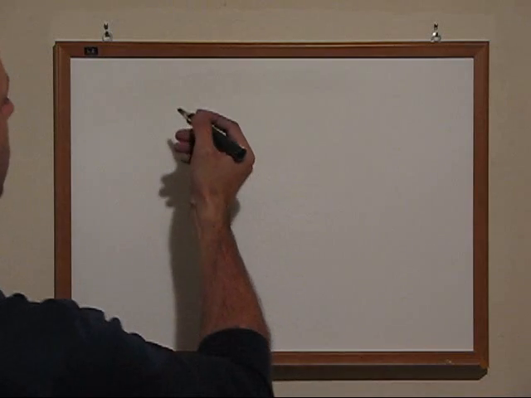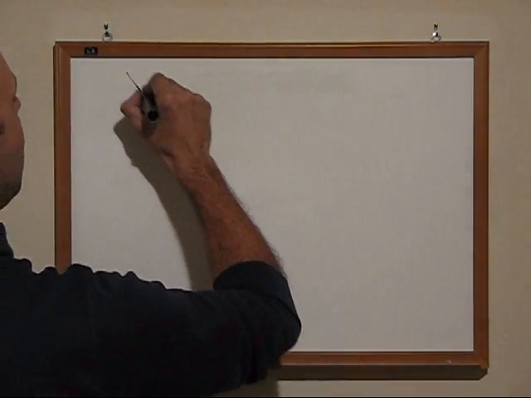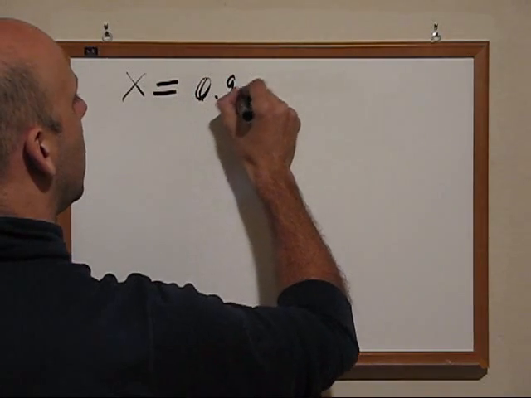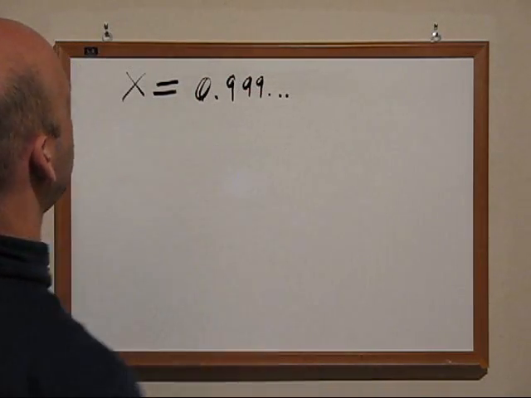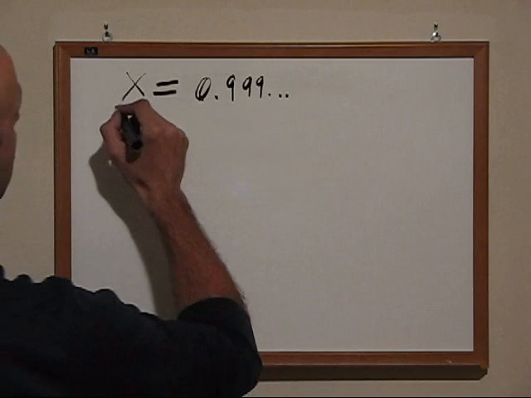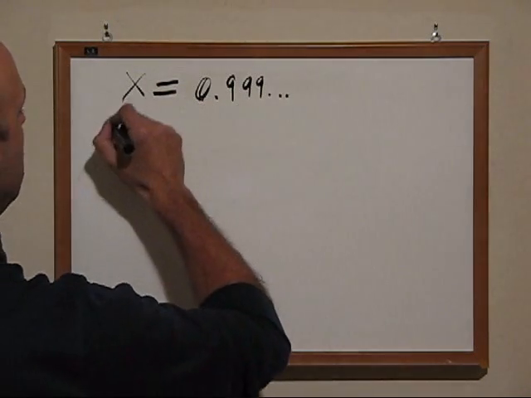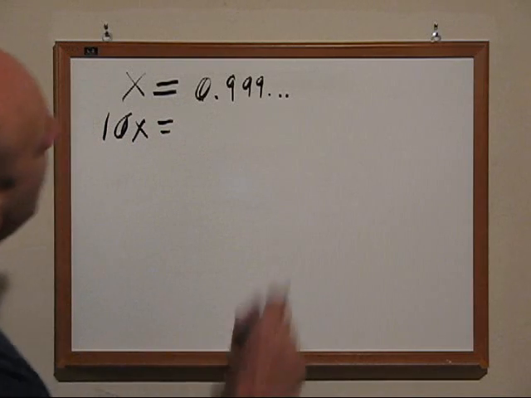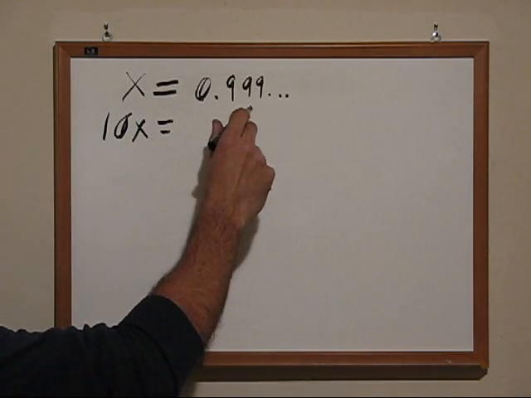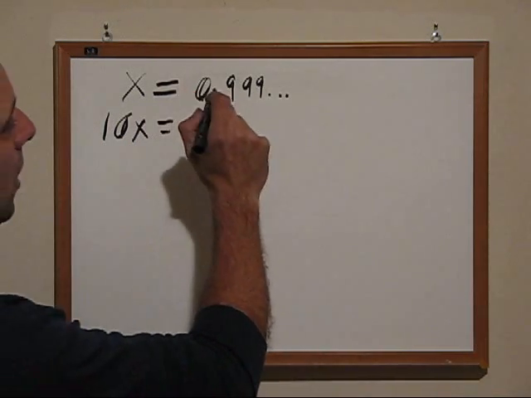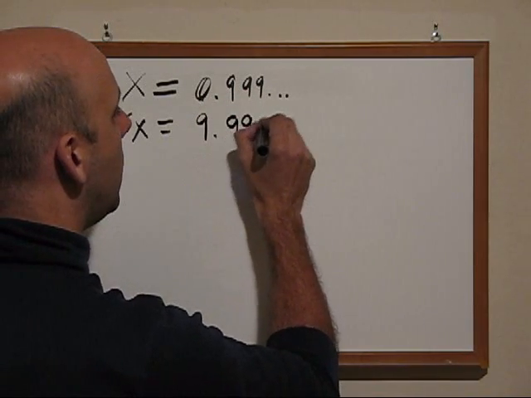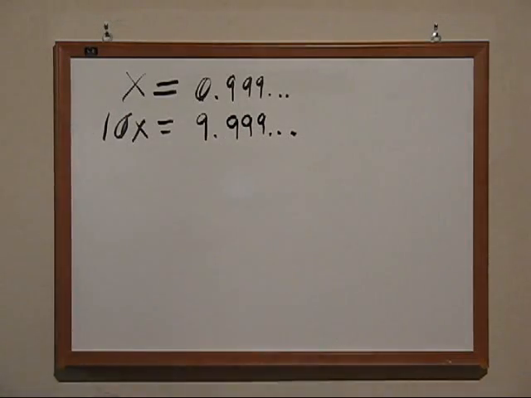Okay, for our next proof, we're going to let x equal 0.999 repeating. Next thing we're going to do is multiply this by 10. So we multiply both sides by 10, and we get 10x equals, when you multiply by 10, you just move the decimal point 1 over. So you get 9.999, and this goes on forever.